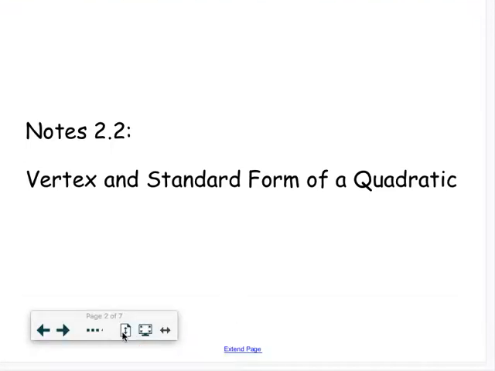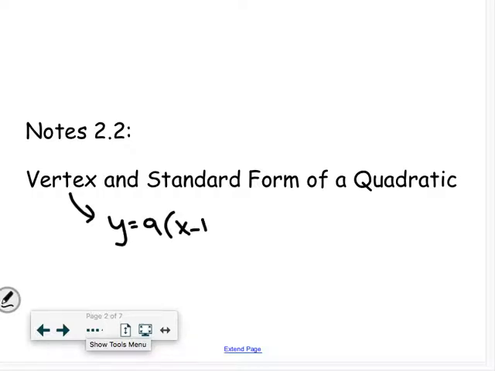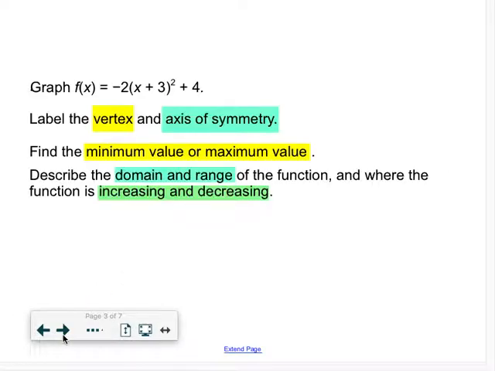Okay, so let's start with vertex form, which, reminder from yesterday, is y equals a times the quantity x minus h squared plus k. And remember, we also sometimes call it transformational form because the transformations are there. A, h, and k tell us how to move our quadratic.